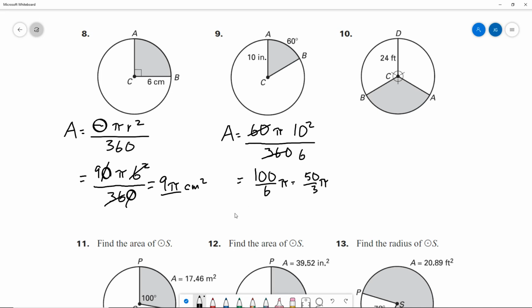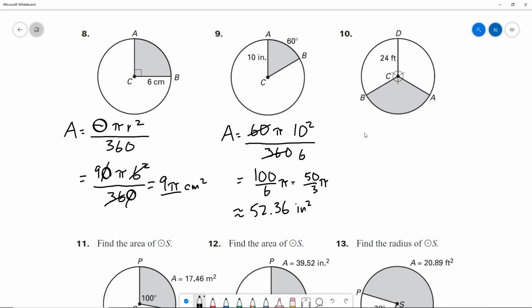get something that is more visceral to us, something that is easier to understand. In this case, if we plug it in using the pi button on our calculator, not using 3.14, we will get it to be 52.36 inches squared if we round it to the hundredths place.